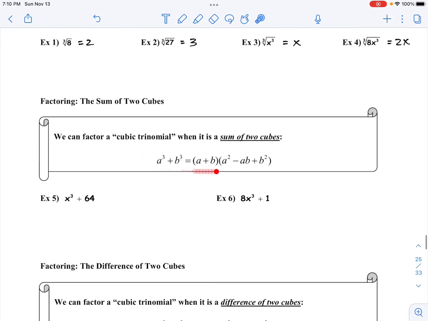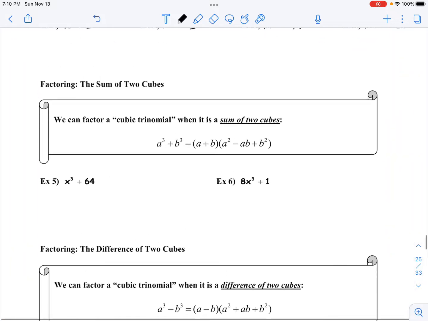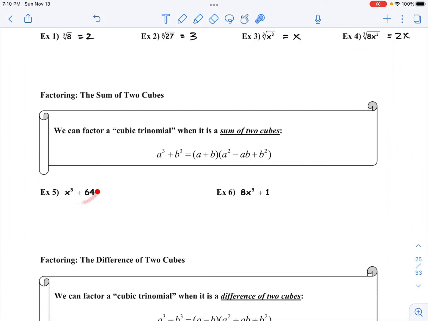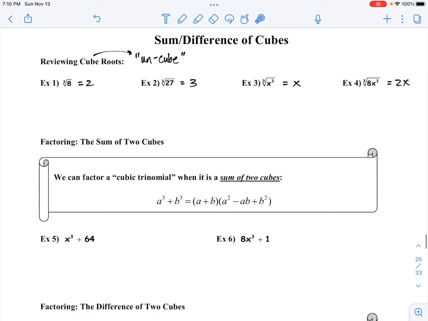I do have a formula here, but I just want to show you how we're going to attack these. I want you to take this first one. And again, let's not get this confused. I see two things here. I also saw two things up here. This is a square, though. This is a cube, so this is going to be different.